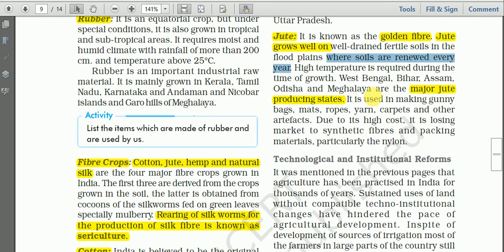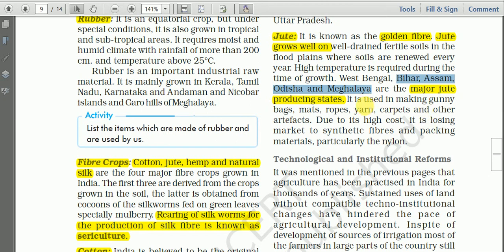And it requires very high temperature, more than 25 or 27 degrees Celsius, and it also requires a very high amount of rainfall, more than 200 centimeters in a year, just like rubber. And about the producing states, we have West Bengal at the top. Then we have Bihar, Assam, Odisha, and Meghalaya. So these are the important producing states.